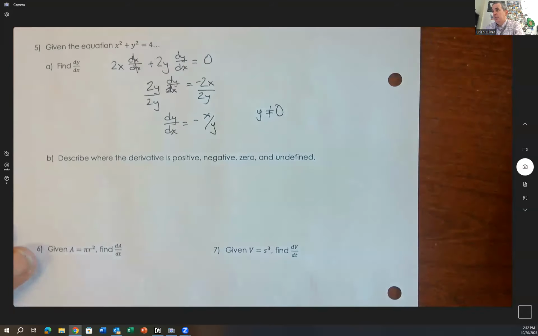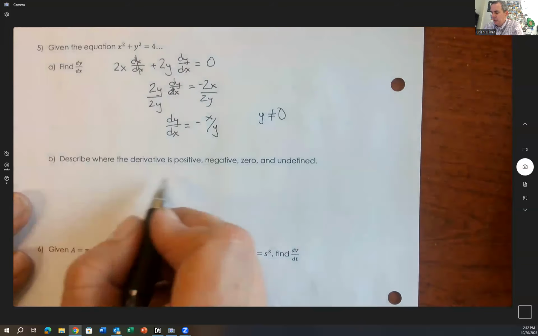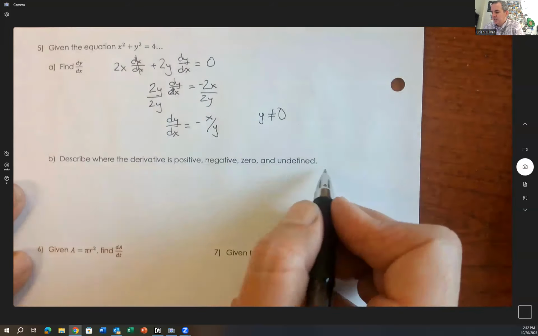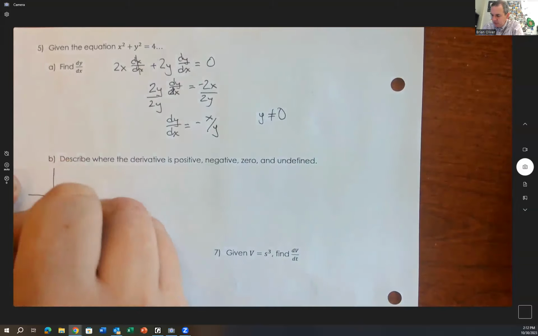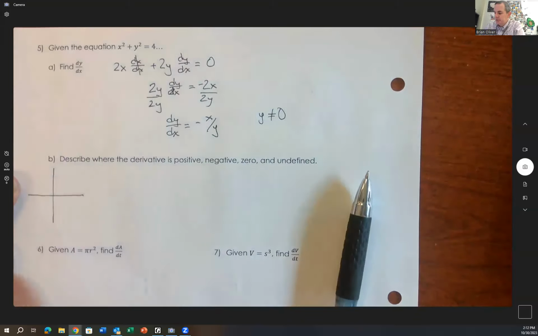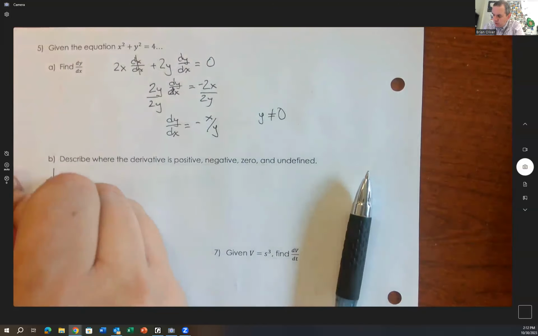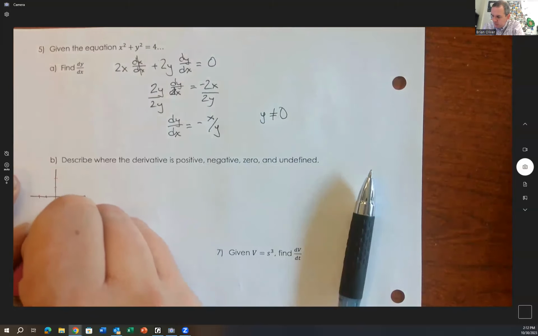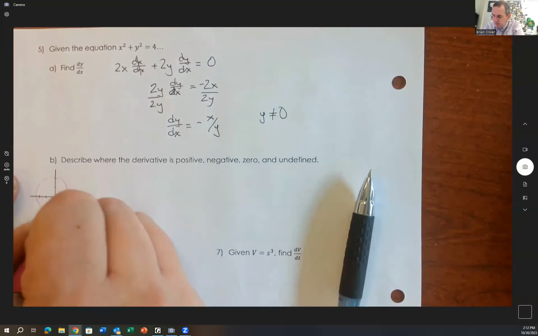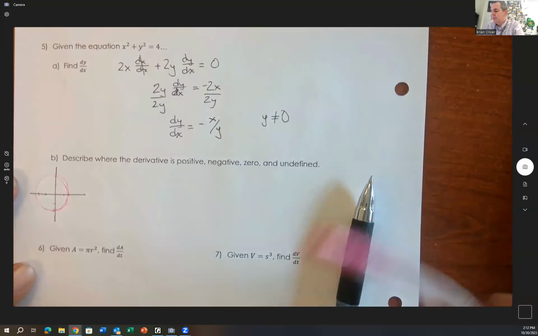So let me go back and show the picture. If we look at this, describe where the derivative is positive, negative, 0, and undefined. So if we think about it, this is our circle again, centered at 0 with a radius of 2. We'll go ahead and draw ourselves a big old circle here. Not a great circle, but a circle nonetheless.